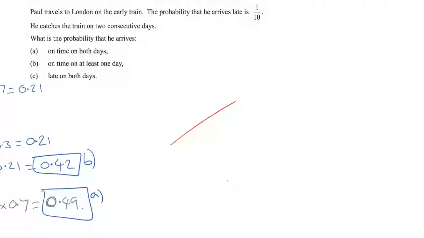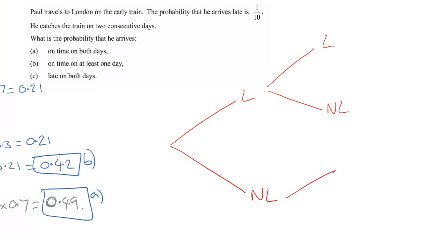He's on a train, all right? On the first day, he's either late or not late. And on the second day, he's either late or not late. And again, late or not late. So the probability that he arrives late is 1 over 10. So let's write that in everywhere. 1 over 10, 1 over 10, 1 over 10. So not late is going to be 9 over 10, 9 over 10, 9 over 10. So that is the branches of our tree diagram done.